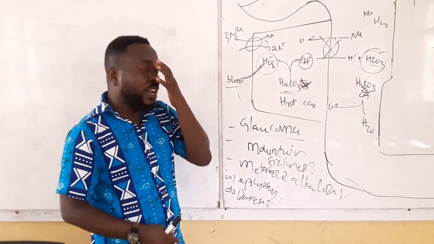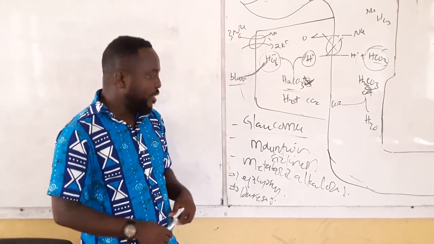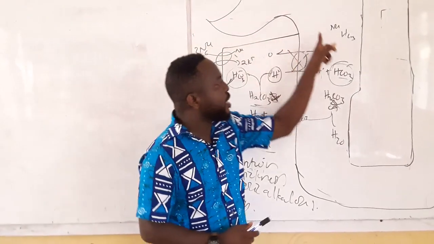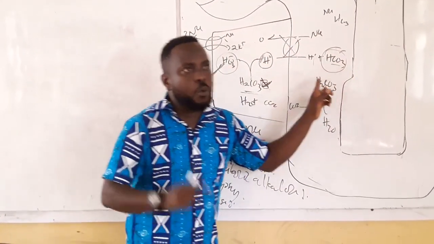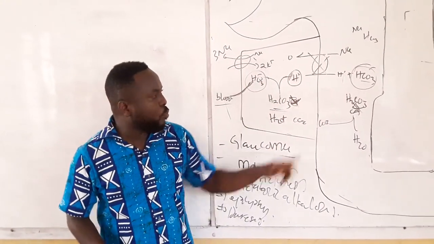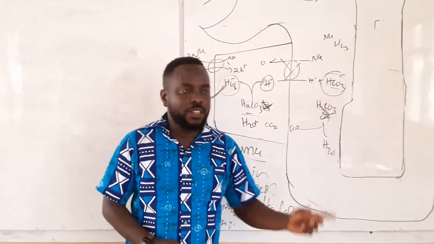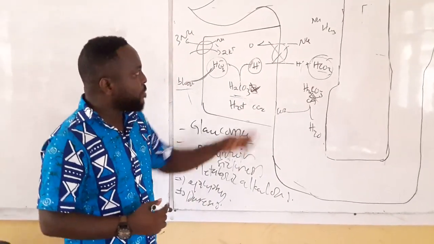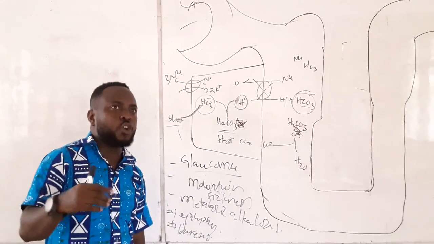All right. Now let's talk about the side effects of this agent. One side effect: if this drug is going to help the body excrete bicarbonate, then what do you think will happen to the blood pH? The blood pH will drop. So that means one side effect of this drug will be metabolic acidosis.